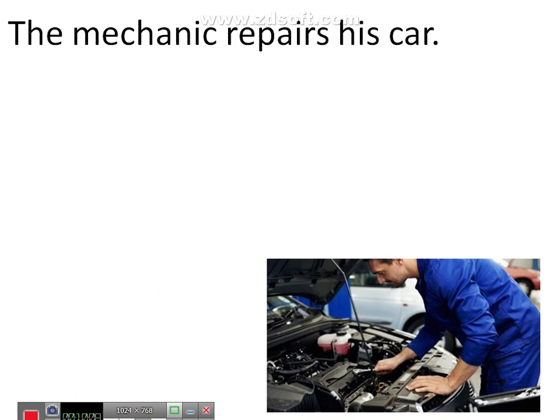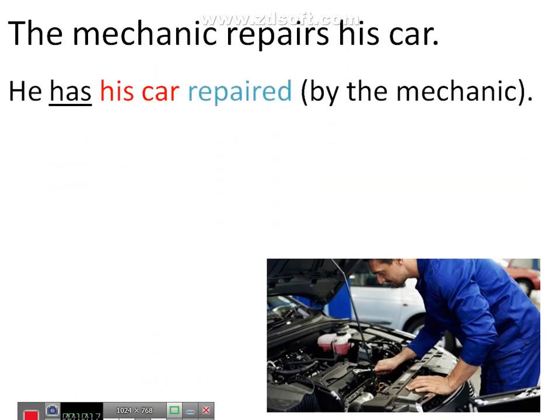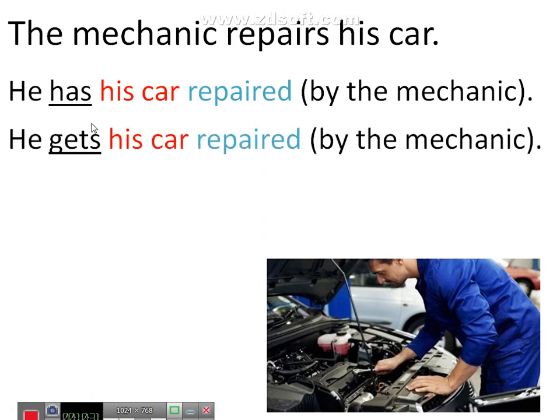The mechanic repairs his car. That means in the active or regular sentence, he repairs his car. If we wanted to use the causative form, he has his car repaired by the mechanic. We can use by the mechanic, or we can delete it or omit it. He has his car repaired. He gets his car repaired by the mechanic.